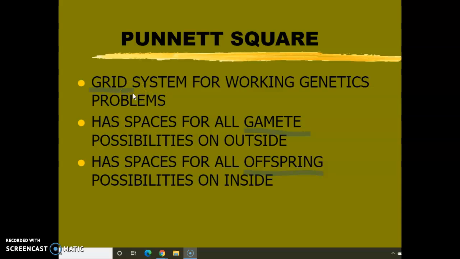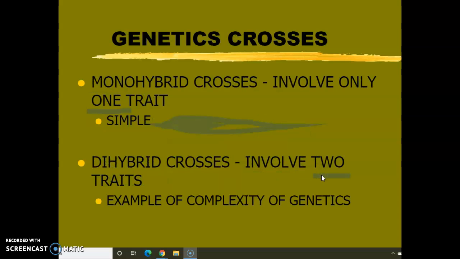Rule number 17, and it has spaces for the gamete and for the offspring. We'll be working several of these here in a day or two. Now, there are different kinds of crosses. There's a monohybrid cross. It involves only one trait, and those are very simple, and they're mostly what we will do in 9th grade. Now, number 19, the dihybrid cross. We'll look at a few of those. Those involve 2 traits. They're more complex. You will do more of those when you go up in your science study with Miss Evans. She does those over in the science building.